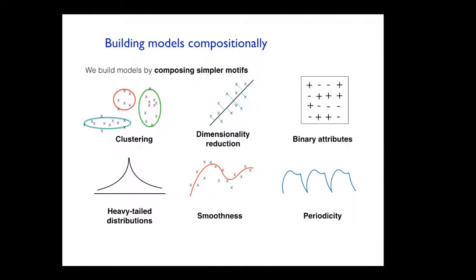One observation is that we tend to build probabilistic models compositionally. We tend to combine different simple components in interesting ways. And this includes things like clustering and dimensionality reduction, which I've already talked about. But sometimes we assume that certain variables have heavy-tailed distributions. Sometimes we assume that functions are smooth. And there are a fairly large number of probabilistic modeling motifs that we combine in interesting ways to build models.